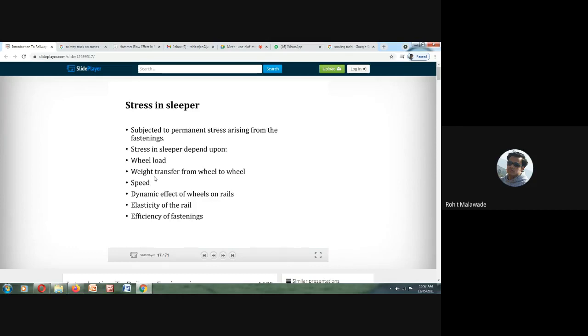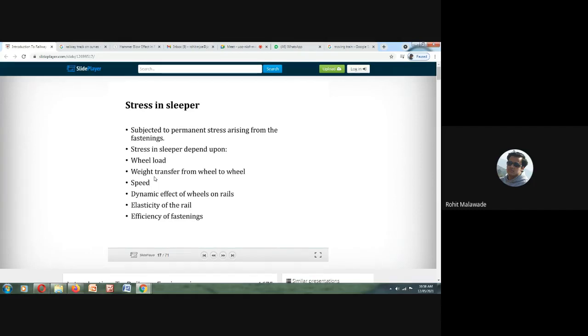Whatever I told you while discussing the track stresses, when the wheels move, the rails are under a continuous dynamic load. Due to the friction between the rail and the sleeper, and the friction between the rail and the wheels, pressure is going to be created on the track, and it is a dynamic load. That dynamic load is created due to the higher speed.